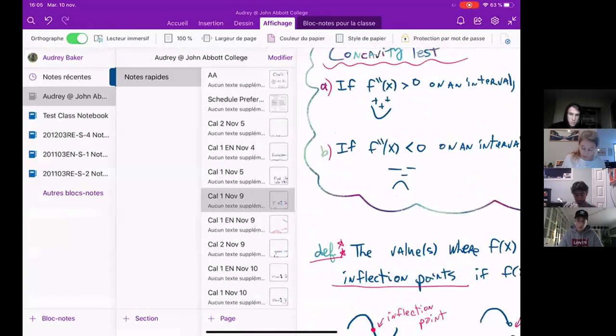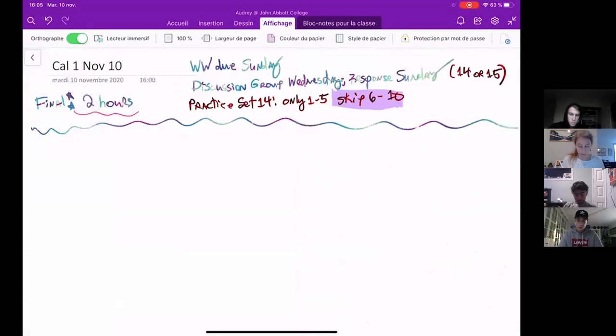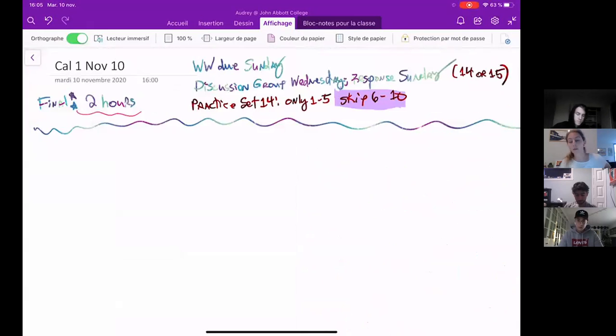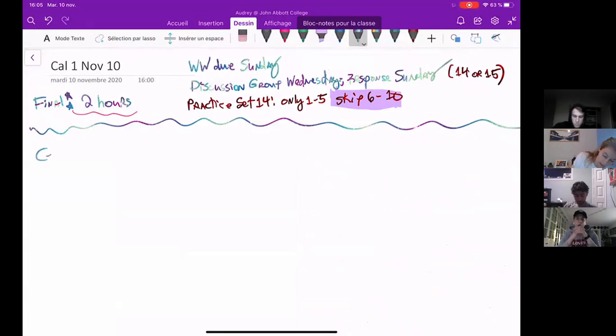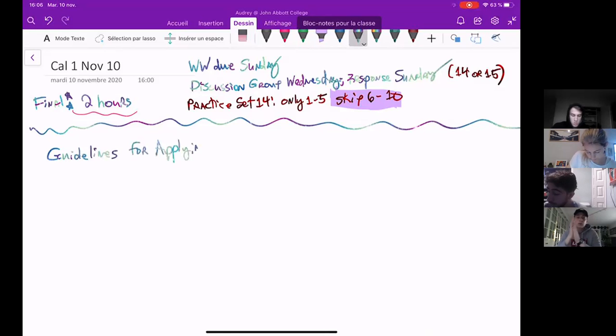So today we're just going to start off assuming that we remember that stuff, and we're going to have some guidelines for applying the concavity test.